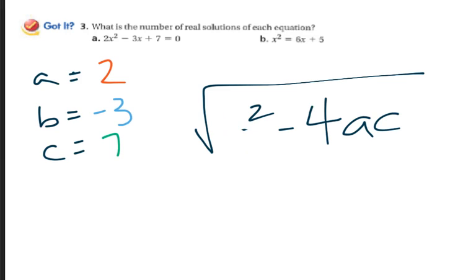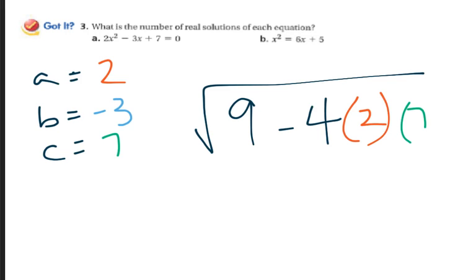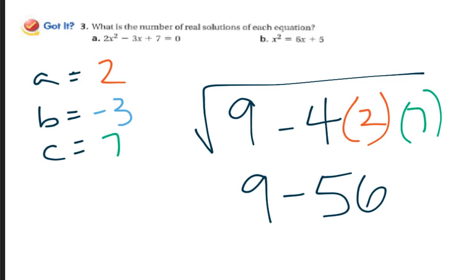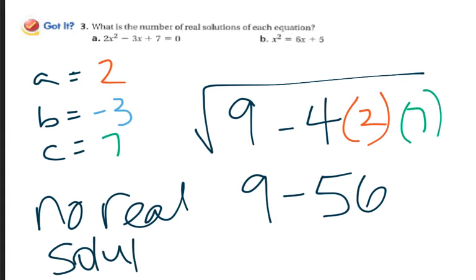So b squared would be negative 3 squared, which is going to be positive 9. So let's go ahead and fill it in. Negative 3 times negative 3 is positive 9. Then we have a times c, which is 2 times 7. And 4 times 2 is 8, times 7 is 56. So this is definitely going to be a negative number, because 9 minus 56 is some negative number. So this is negative, so there are no real solutions.